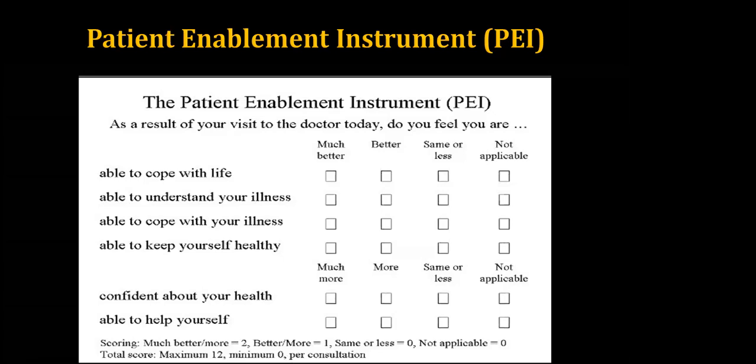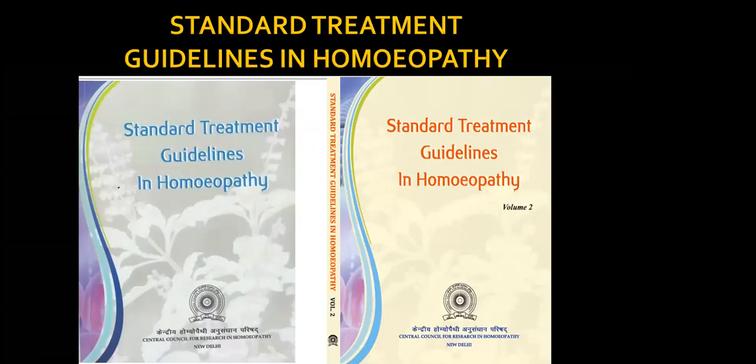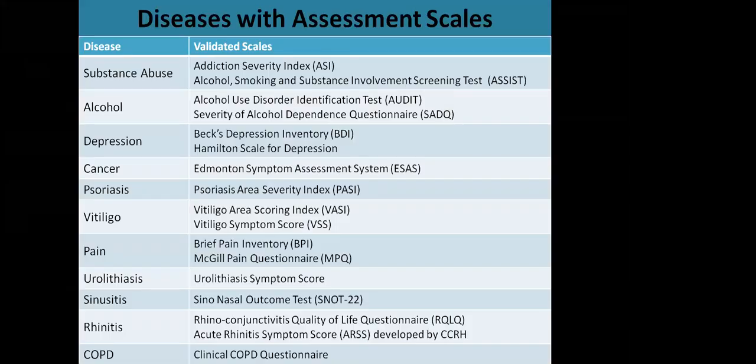which homeopathic practitioners can use in their practice to strengthen their evidence base. And apart from these quality of life tools, the Central Council for Research in Homeopathy has developed standard treatment guidelines in homeopathy. 2 volumes have already been published, volume 1 and volume 2, which cover around 35 diseases. All the guidelines for treatment of these 35 diseases and different disease-specific scales are available in these two standard treatment guidelines. And the third volume is under preparation and will very soon be released. I stressed upon the MIMOP 2 scale, ORIDL scale, and the Naranjo criteria, and some of the quality of life scales.